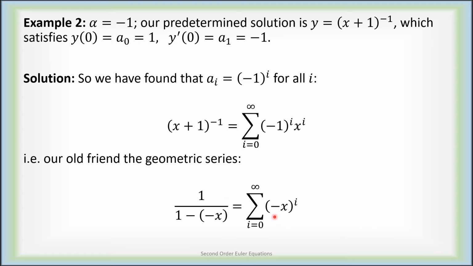This is a geometric series where the common ratio is minus x, and we already know that converges to 1 over 1 minus that common ratio. And 1 minus minus x is indeed 1 plus x. So 1 over 1 plus x is exactly this series here. So using power series, we were actually able to re-derive that a geometric series converges as we hope.